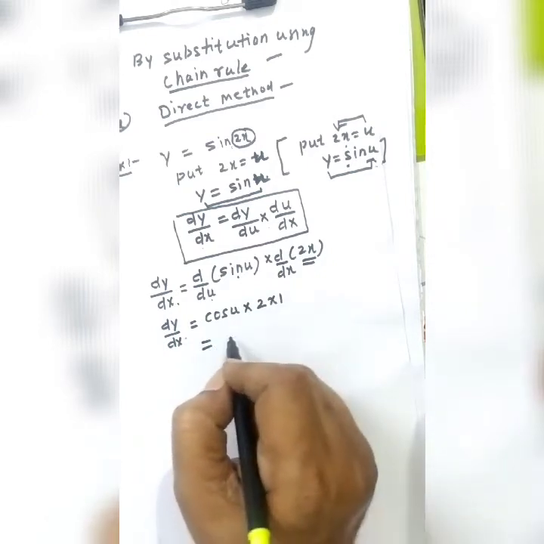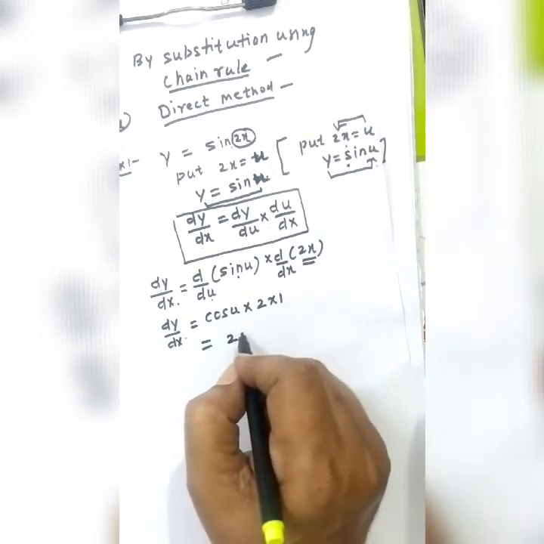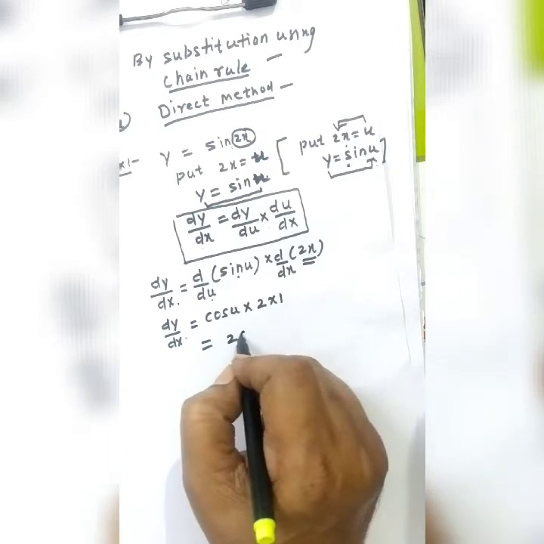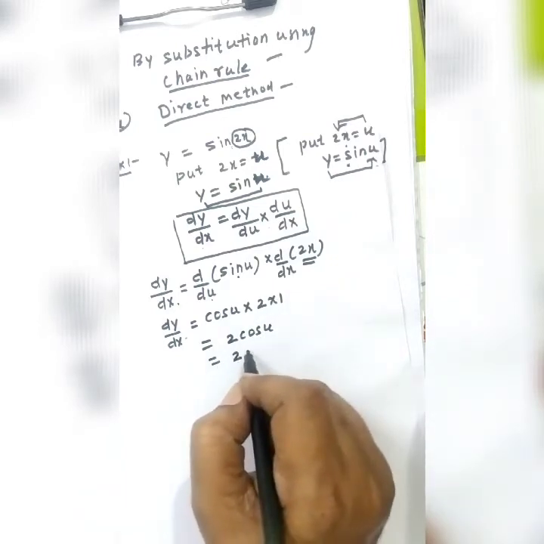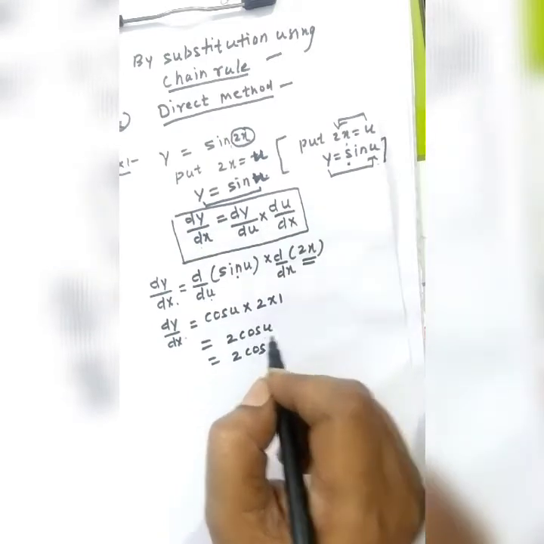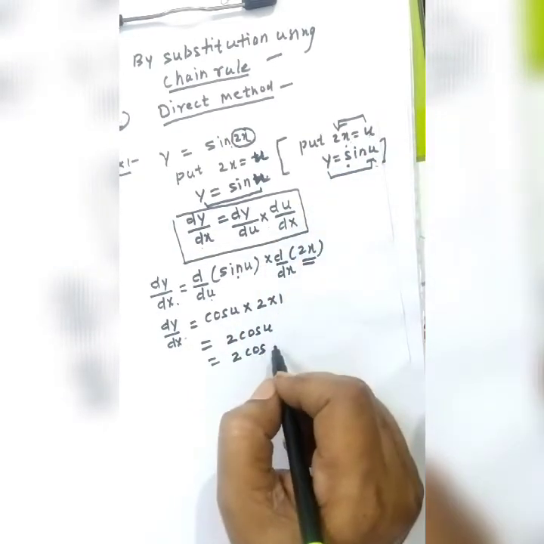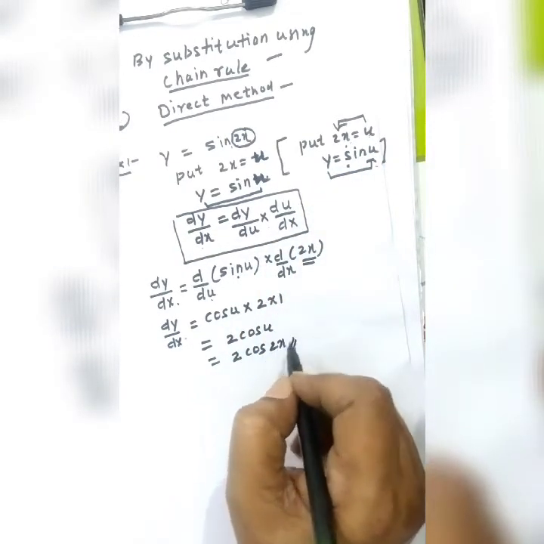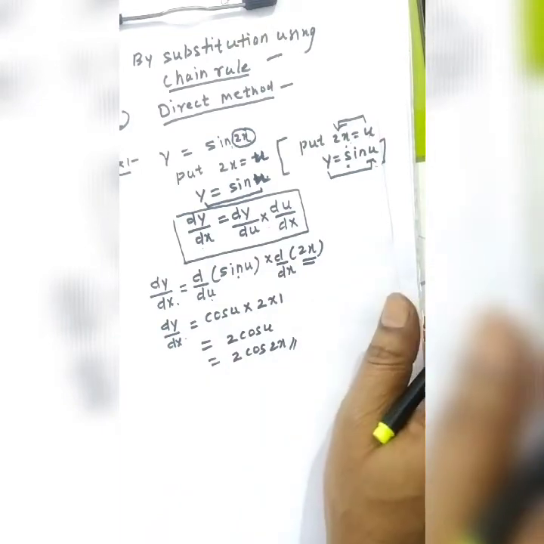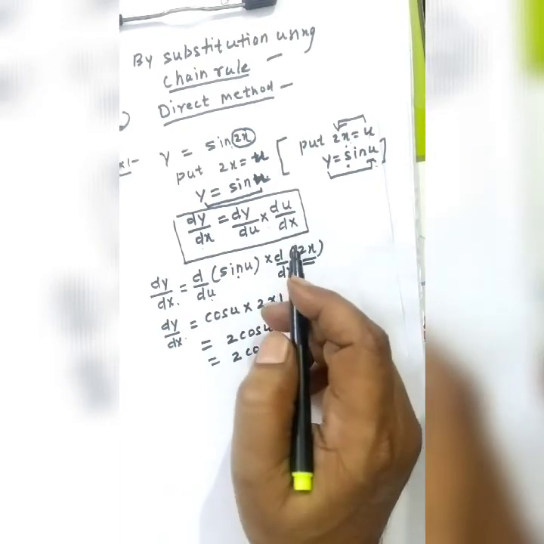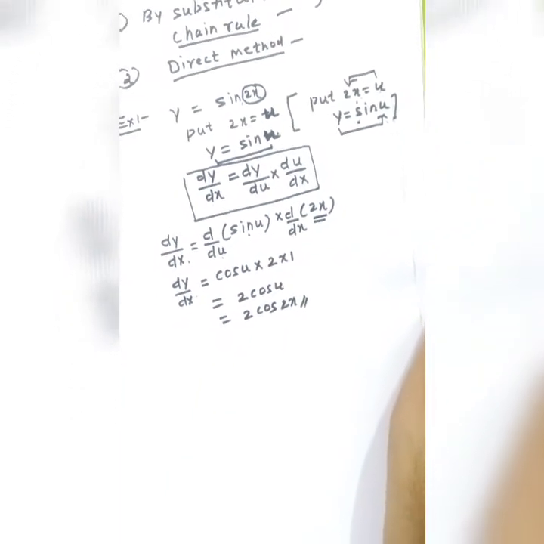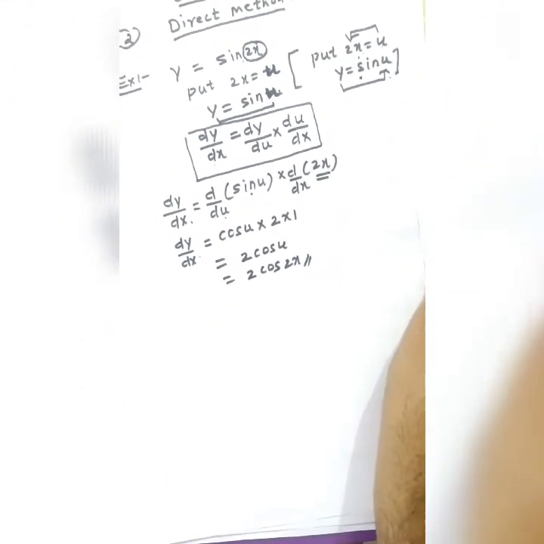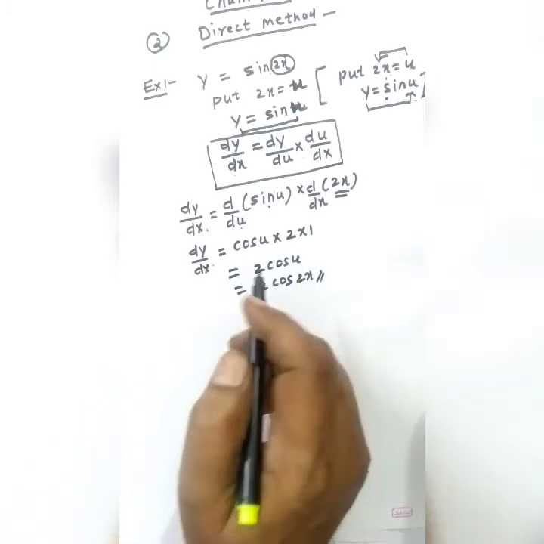So we can rewrite this as, first, 2 into 1 is 2, then 2 cos u. So this is 2 times cos of u, where u is 2x. What is u here? 2x. 2 times cos of 2x. So what is the derivative of sin 2x? Derivative of sin 2x is cos 2x into 2, or 2 times cos 2x. This is how we differentiate using what is called the chain rule.